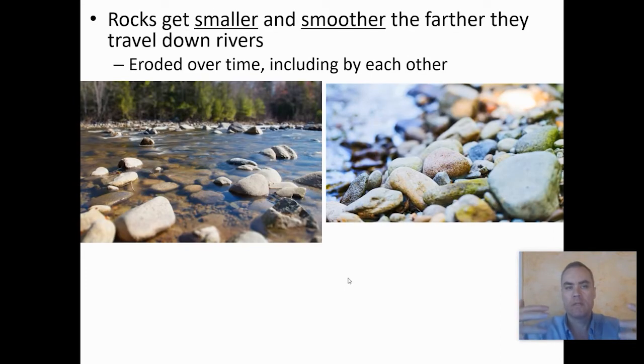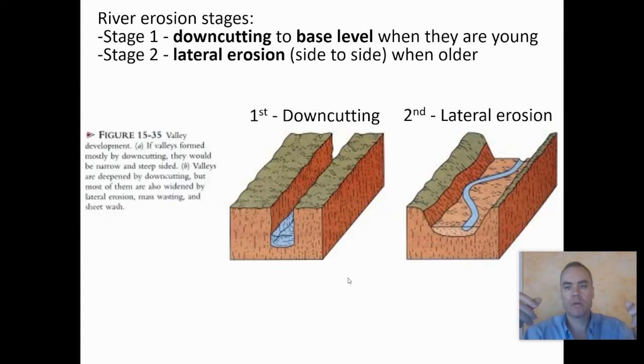So as rocks move down a river, they get smaller and they get smoother the farther they go. As they go down the river, they're banging and clanging against each other and they're breaking each other into smaller pieces, which is called attrition. And they're smoothing each other out, which is called abrasion. And so by the time they get far down the river, you get these very nice, beautiful, smooth river rocks. So now let's look at the life cycle of a river.